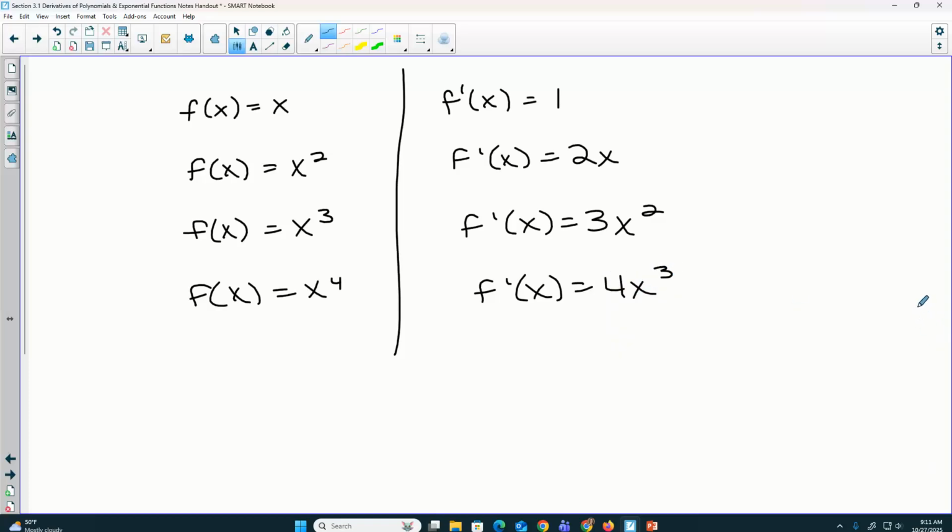Taking the front number times the coefficient and subtracting 1 from the next one. My exponent's coming down, the 2 comes down, and I subtract 1. That works here too. The 1 comes down. If you subtract 1, anything to the 0 power is 1. So that's how that first one is working as well. Okay, so if I said x to the 5th, my derivative would be, if I said x to the 701st power, what would my derivative be? Do you guys all see that pattern?